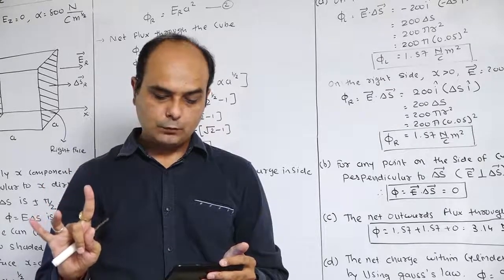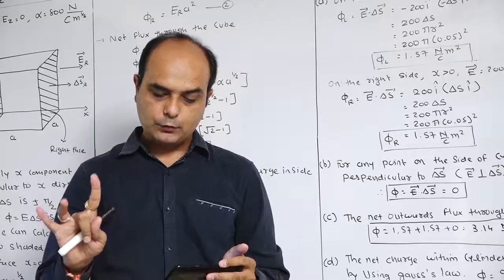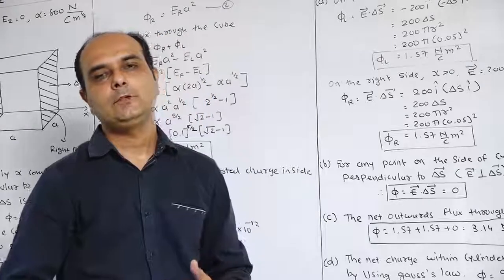What is the flux through the side of the cylinder? What is the net outward flux through the cylinder? And what is the net charge inside the cylinder? Total there are 4 questions.